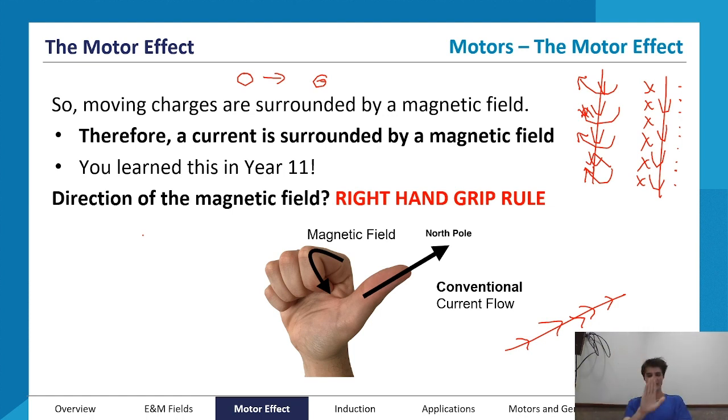Palm rule is for force. Maybe it looks like you're trying to high five someone, and when you high five someone, it applies a force on them. That was horrific, I'm so sorry, but that was me trying on the fly. Whereas our grip rule is for when you're trying to find the relationship between current and magnetic field, and when you grip someone's hand, you're building a relationship in some way, shape, or form. That was a stretch. I'm sorry. Please forgive me.